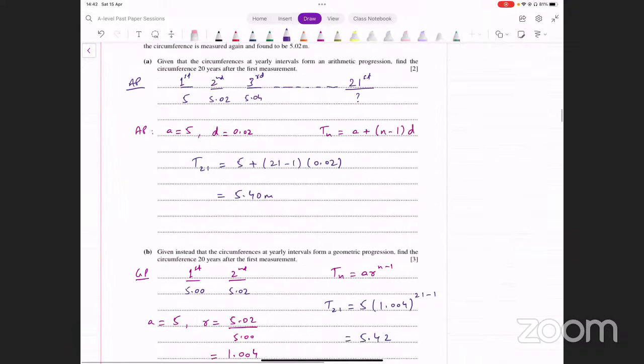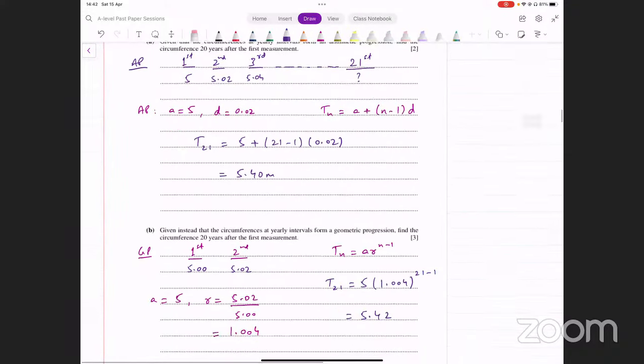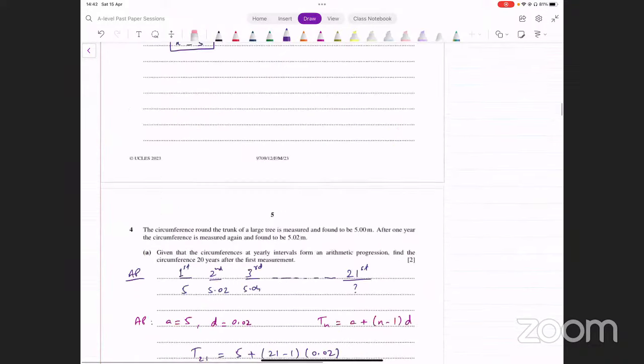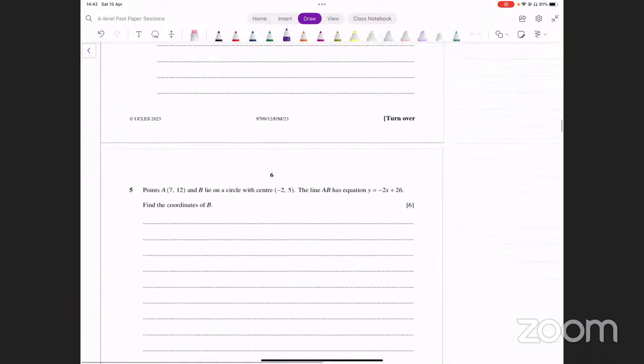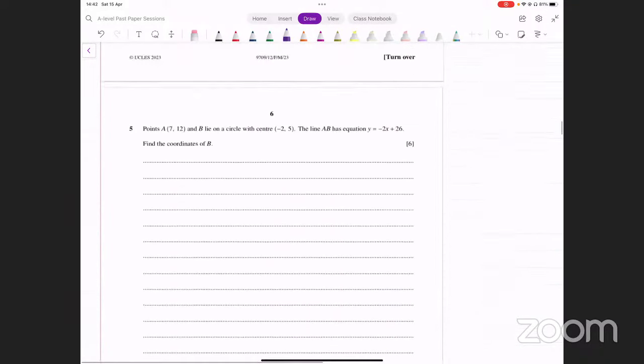Okay, so until now, it's a pretty straightforward paper, as in the first 3 questions were pretty straightforward. Let's look at the next one now. In fact, this was the 4th one, so we're done with 4 now. Let's look at the next one now, question number 5.